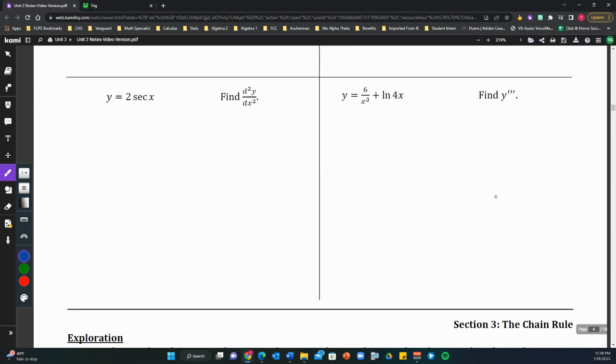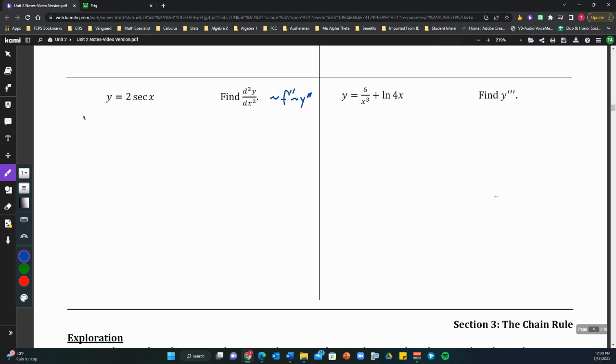All right, so I have y equals 2 secant x, and now I want to find d2y dx2. Again, you can think of that as the second derivative of f, or y prime. Those are the similar notations. But again, we just need to be able to look at the notation and tell how many times I actually need to take that derivative.